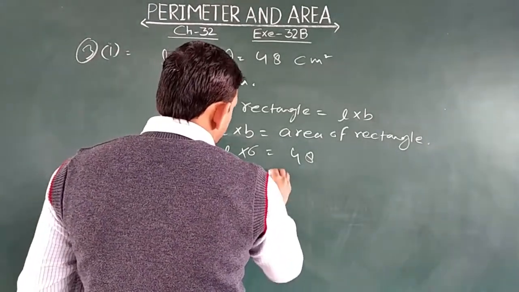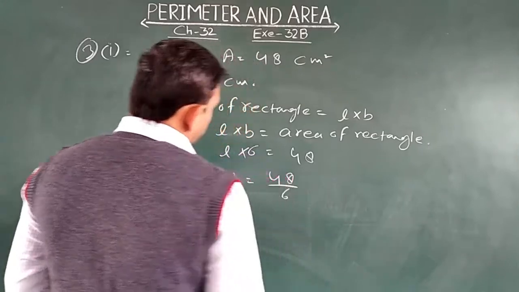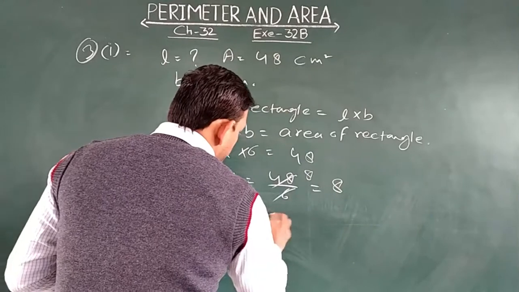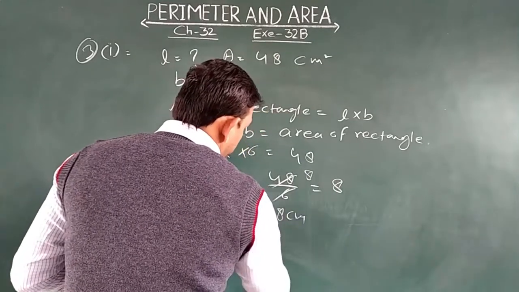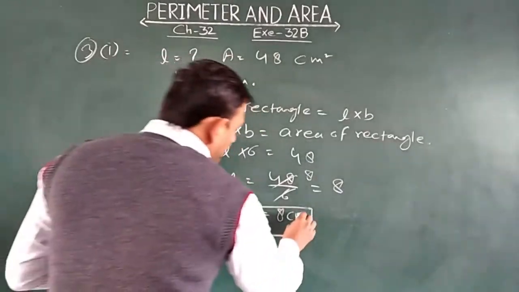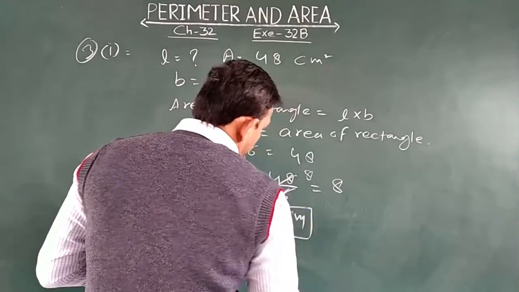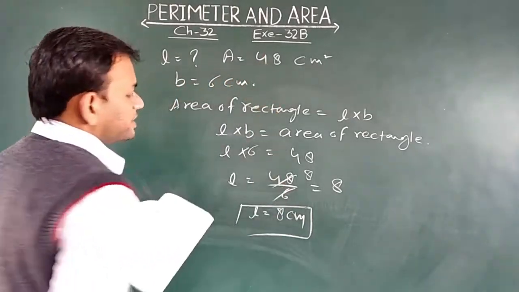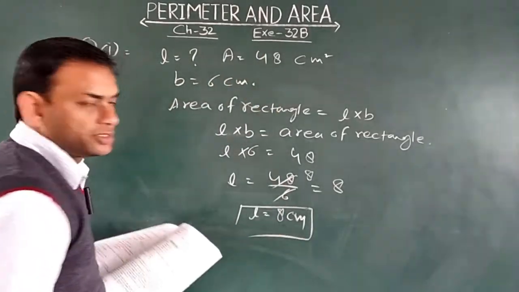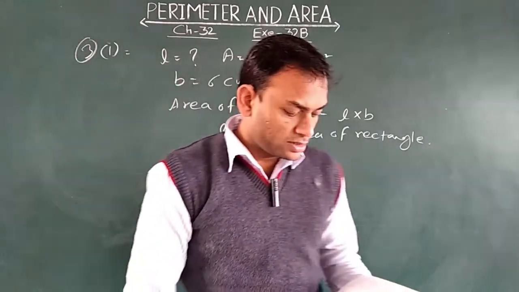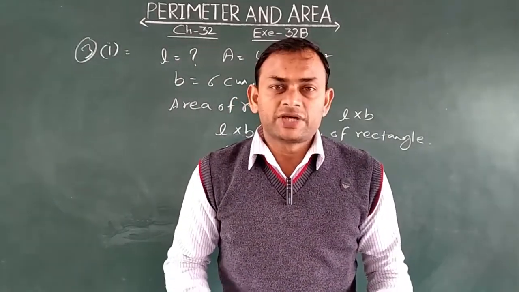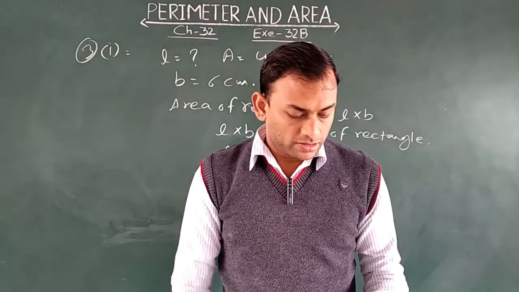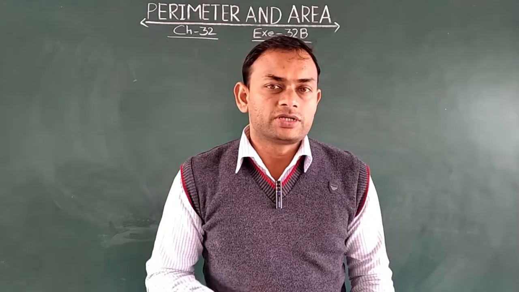So L is equal to 48 by 6, and 6 eights are 48, so L is equal to 8 centimeter. It means the length of the rectangle whose area is 48 will be 8 centimeter. Got it? In the second part of this question, you have to find the breadth, and the area and length are given.